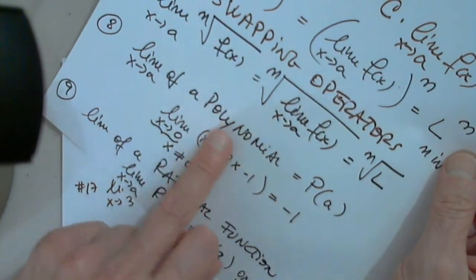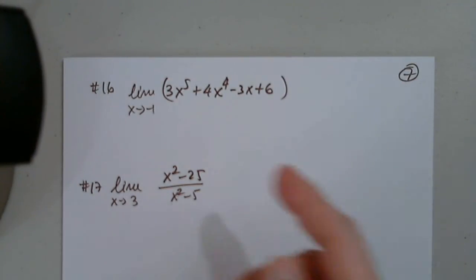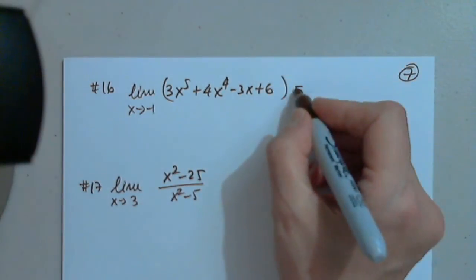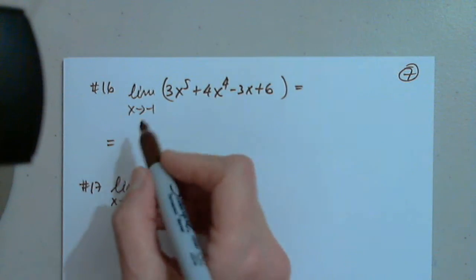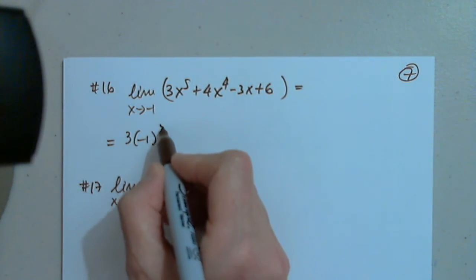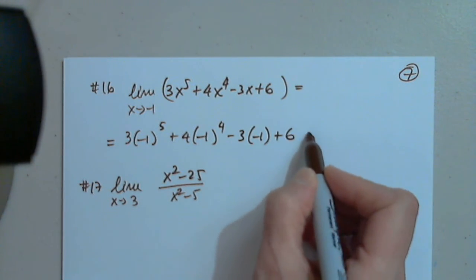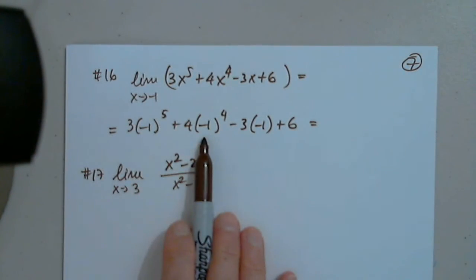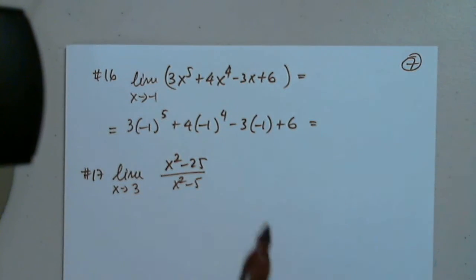If this is a polynomial, all I have to do is plug in a in the polynomial. So this is a polynomial. What is the degree of this polynomial? 5. Perfect. So all I have to do is just plug it in. I drop the limit operator because I already plug it in. So 3 times negative 1 to the 5th plus 4 times negative 1 to the 4th minus 3 times negative 1 plus 6, and I perform the calculations. This is 4, this is negative 3, so that's 1, plus 6 is 7, plus 3 is 10.